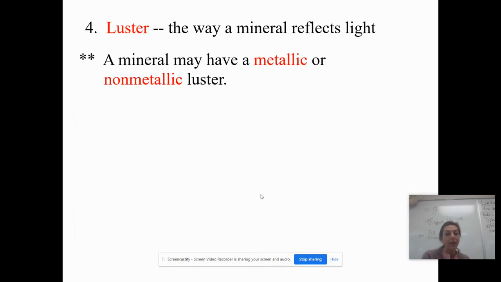Luster is another way that we identify a mineral, and luster is the way a mineral reflects light. We're looking for, is it metallic or non-metallic? Metallic means shiny, and non-metallic is matte, okay?